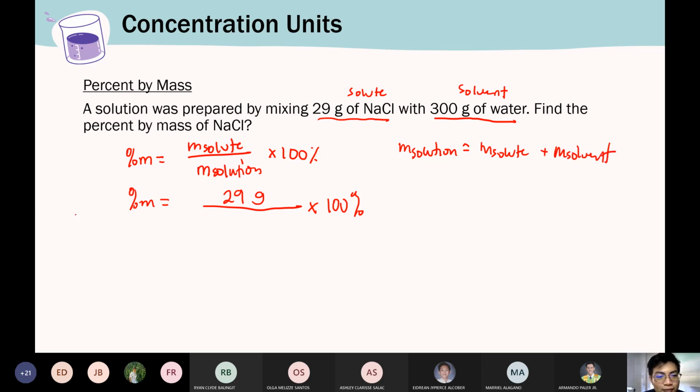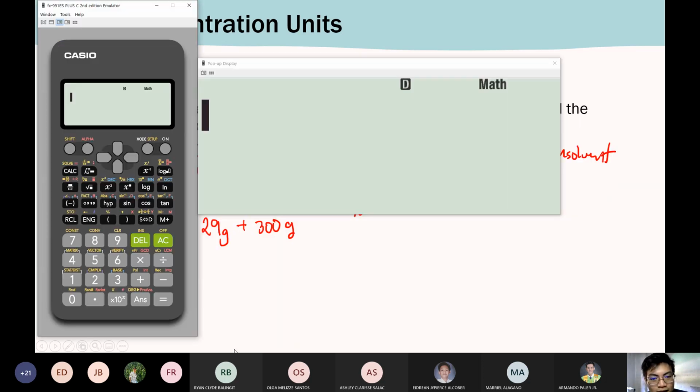So, ganun. Sorry, nagkamali lang ako. Kapag solution, it's the mass of the solute and the mass of the solvent. So, meaning, you really need to add the two sa denominator. Okay? So, it will be 29 grams plus 300 grams. Ayan. 29 over 29 plus 300 times 100%. Okay? So, ayan. We have that already.